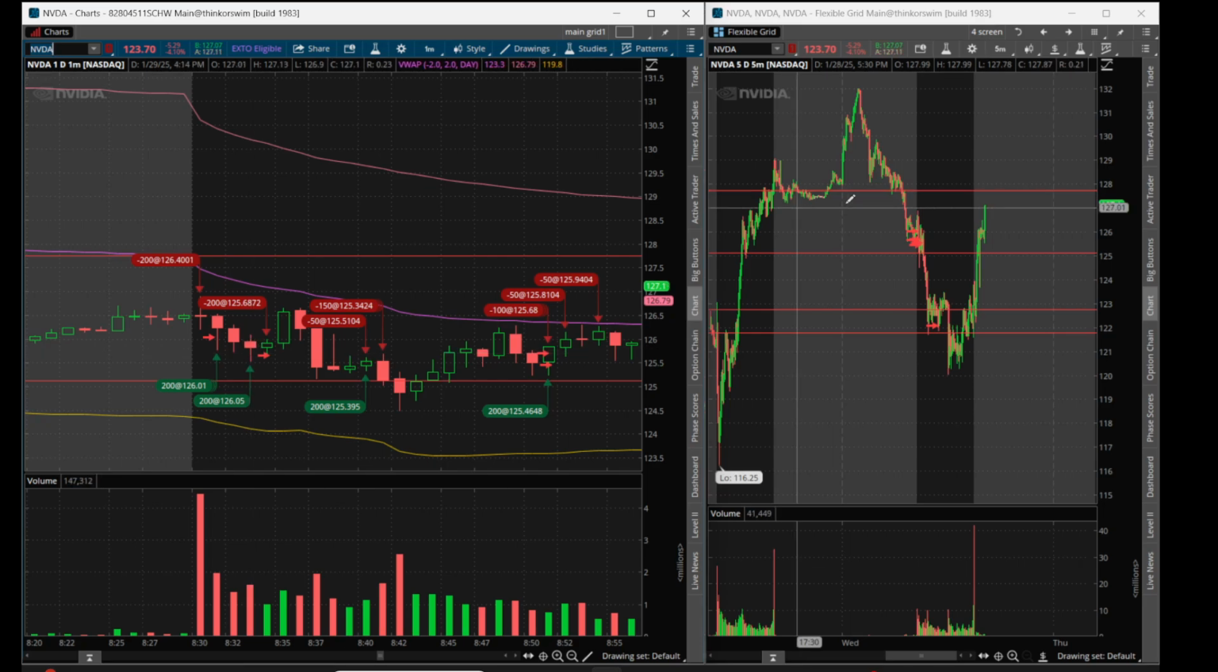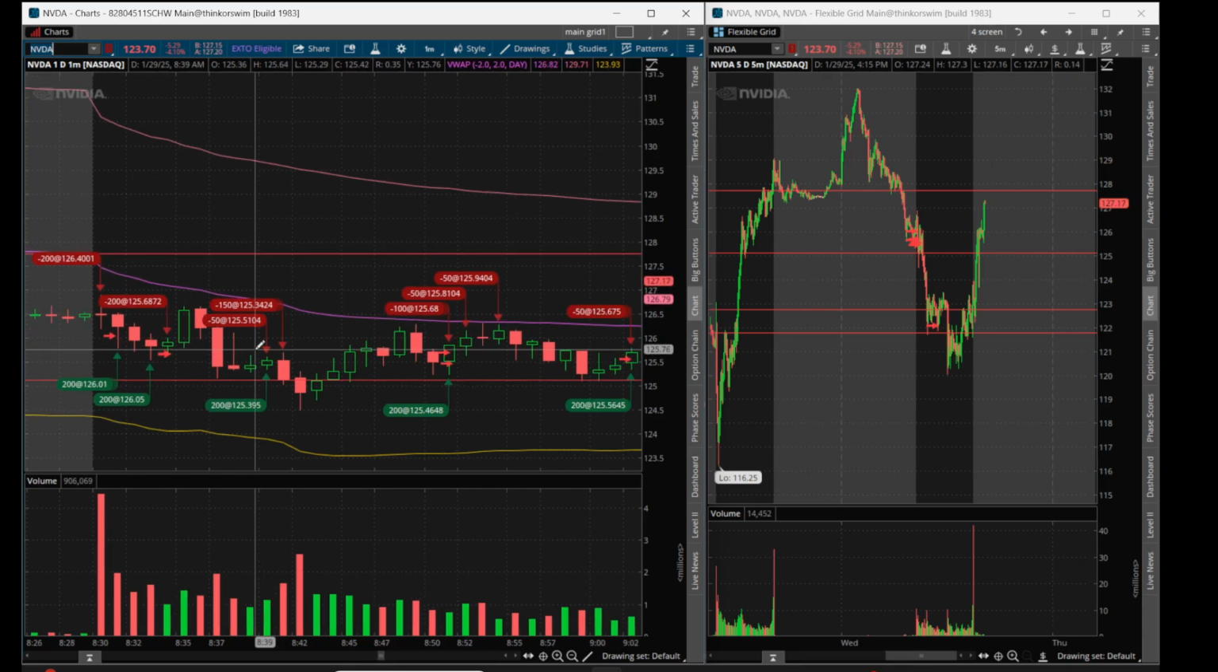Then after, I saw a couple of buyers. So instead of shorting, I took a long at 126, and when it broke below my entry, I got stopped out at 125.68. So I took a small loss right here. I could have held, but it broke below my entry, so I took a quick exit. Right here I did the same: I took a long and took a profit.